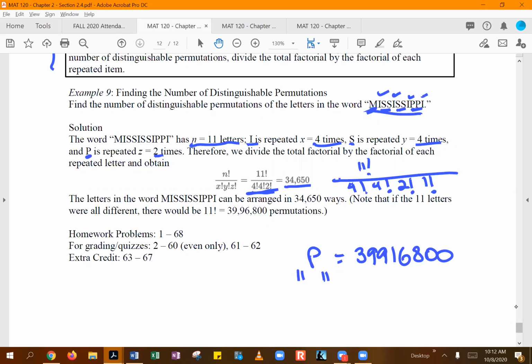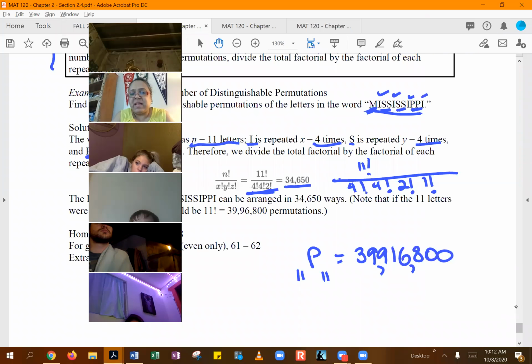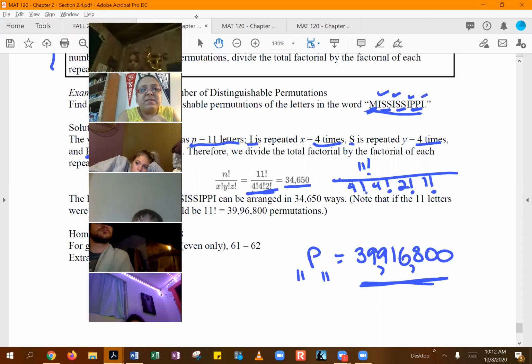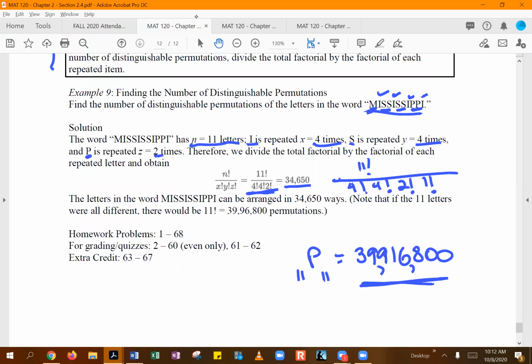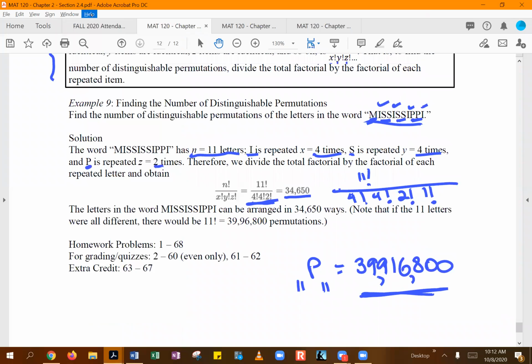So you can see this is coming out to be 39,916,800 different arrangements. And, of course, that tells us, like you saw with the letters from the word C, some of them are going to be repetitions. So you can see that makes a big difference between using the two rules for our permutation. So remember, this one here is for permutations with identical items. And that's what it would come out to be.